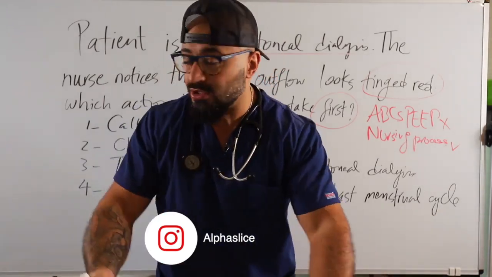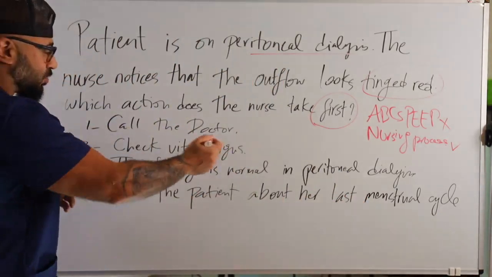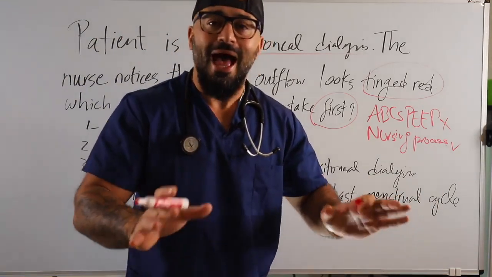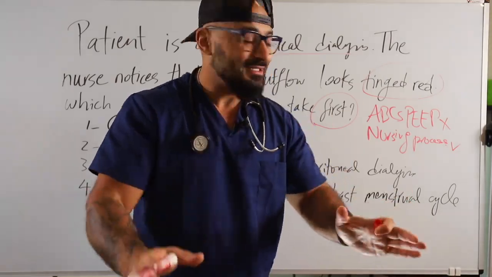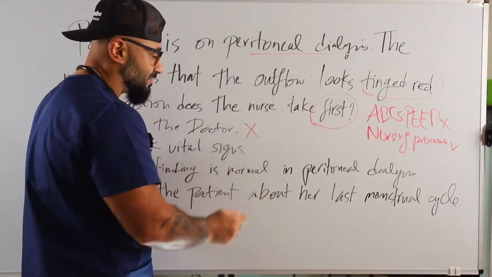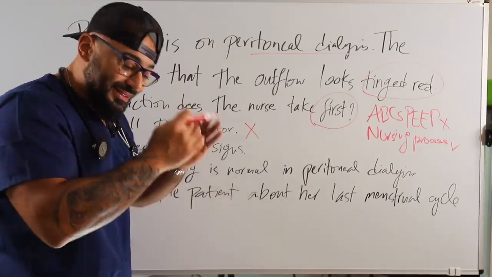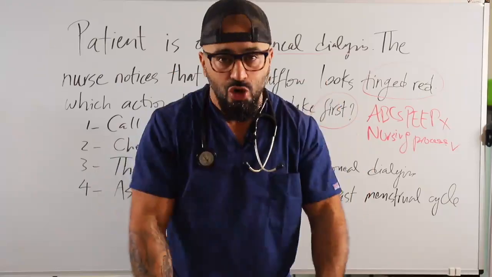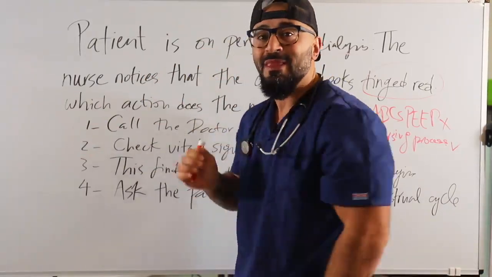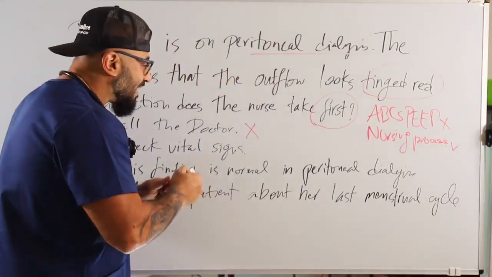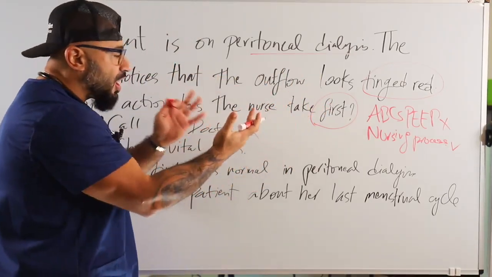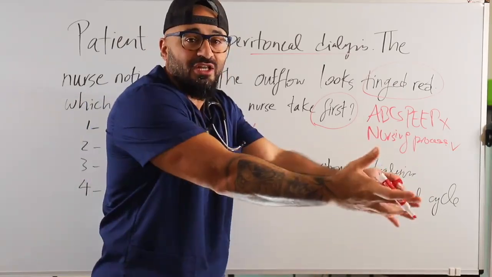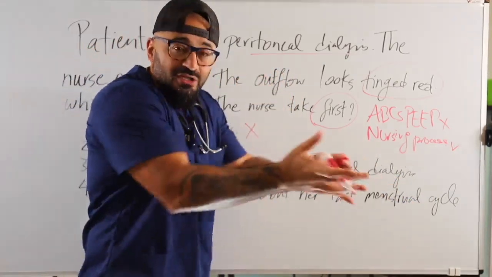Okay, let's go through the options. Option number one, call the doctor. Listen, when you call the doctor, I want you 9 out of 10 times to eliminate this option, right? Now, I'm not saying we're going to eliminate it in this question, but 9 out of 10 times, the nurse can do something inside the room before she rushes out of the room and calls the doctor, right? So definitely there's something you need to assess on the patient before you run out and pass the bucket. That's why I tell my students, you pass the bucket to the doctor and say, okay, I don't know what to do. Tell me what to do.